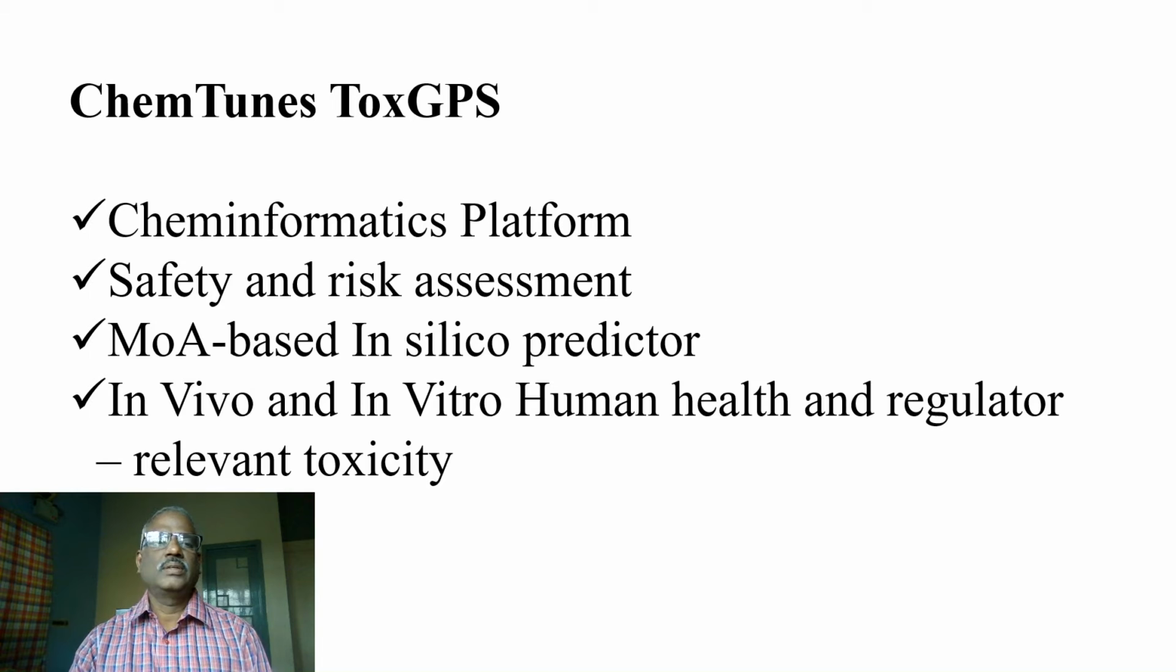The next software which I'm going to discuss is ChemTunes or ToxGPS, which is also based on a chemoinformatics platform. This particular software is used for safety and risk assessment, and it is also able to predict mechanism-of-action based results and in vivo and in vitro human health and regulatory endpoints for determination of the relevant toxicities.